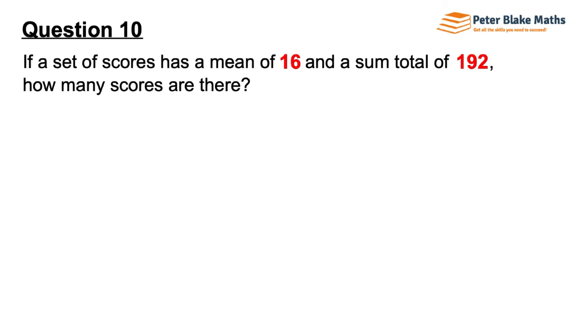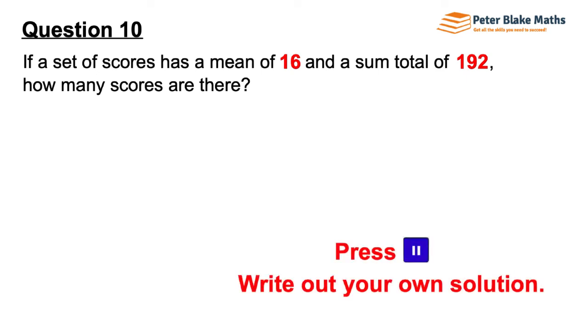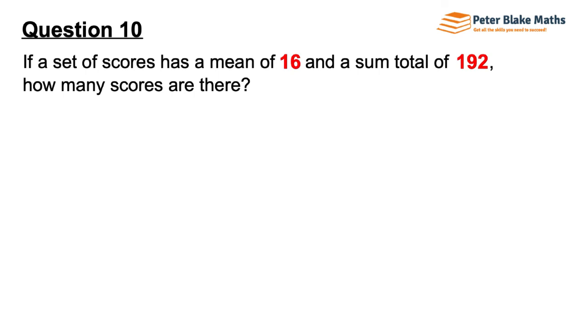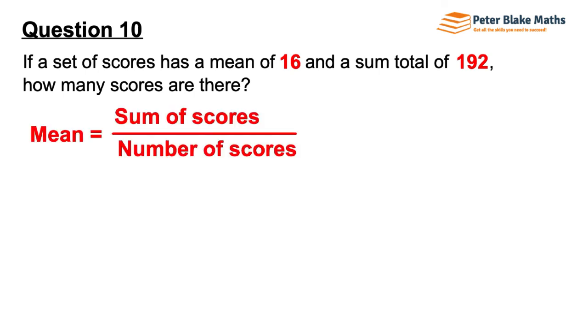Question 10. If a set of scores has a mean of 16 and a sum total of 192, how many scores are there? Okay, this is our mean set up. To find the mean, usually we have a sum of scores, a sum total of scores, and it's divided by the number of scores to find our mean.